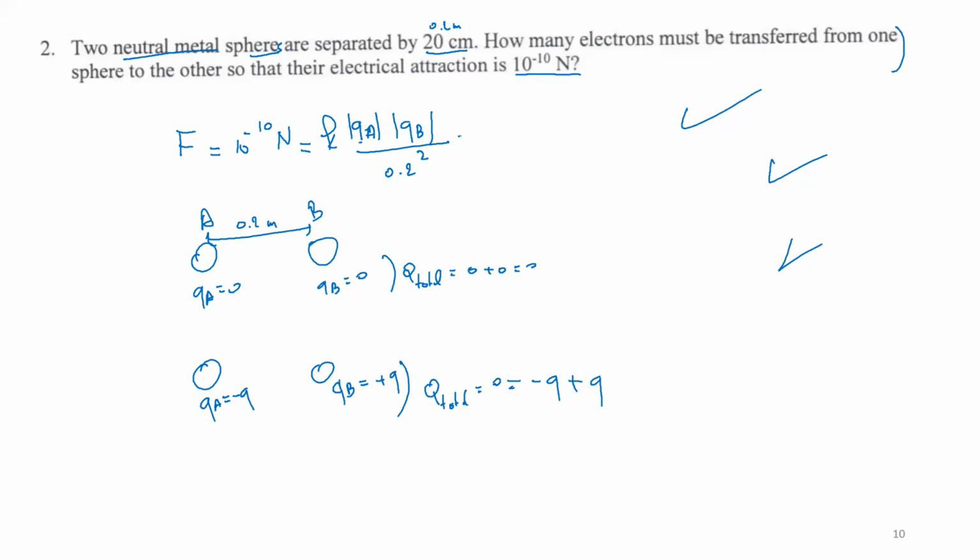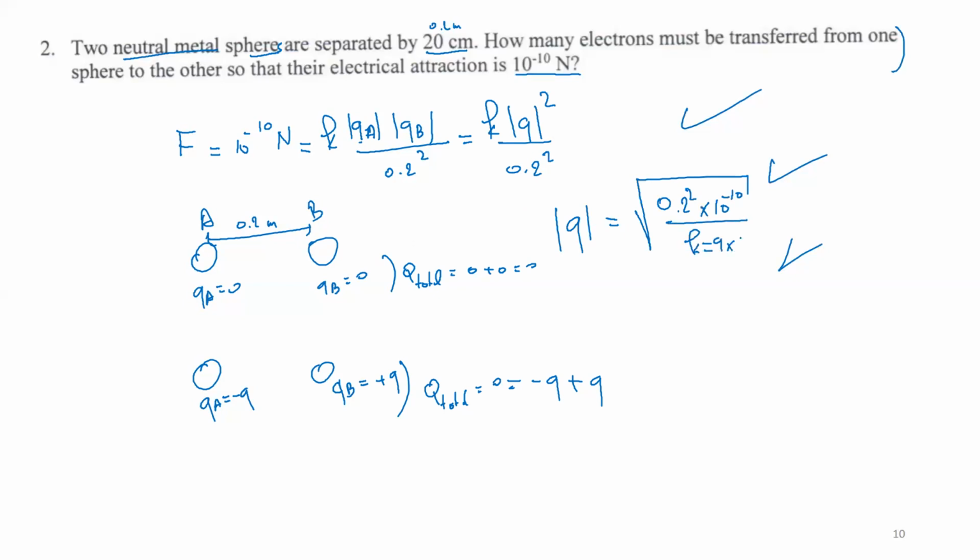So I will plug them here. This is just K. QA in magnitude is equal to QB in magnitude, so Q squared divided by 0.2 squared. I know everything, so my only unknown is Q. What is the new charge Q? Of course, we can calculate it. It will be the square root of 0.2 squared times 10 to the power minus 10 divided by K, which is 9 times 10 to the power 9. Don't forget to put everything in SI units, so you'll get Q in Coulomb.